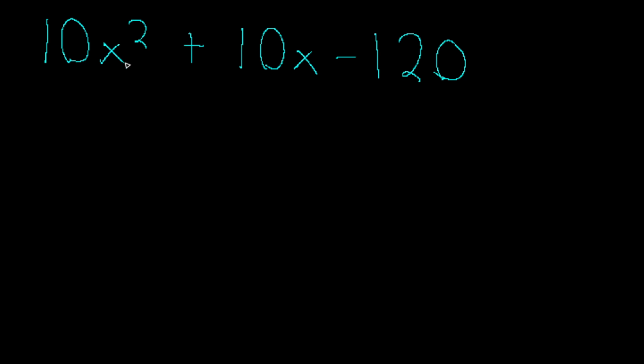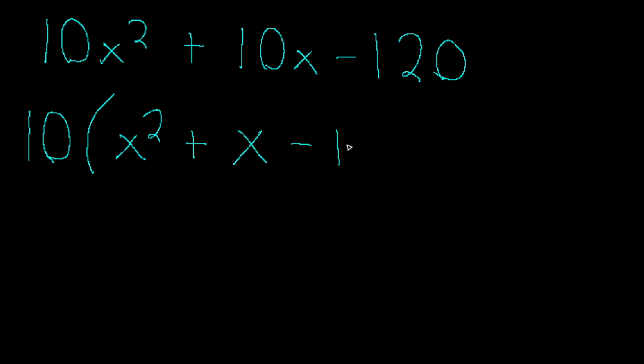We don't want to do that. We want to pull out as much as we can. We could pull 5 out, and then we can pull 10 out. So we're going to pull 10 out. So it'll be 10 times x squared plus x minus 12.